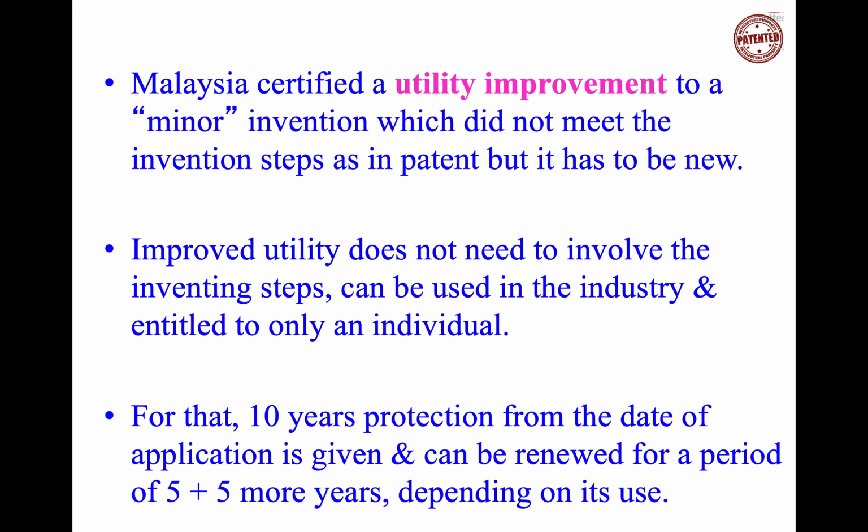In Malaysia, a utility improvement certifies a minor invention which did not meet the inventive steps required for a patent, but it has to be new. Sometimes you are not granted the patent, but you could also try to apply for a utility improvement. An improved utility does not need to involve inventive steps, and of course, it can be used in industry and is entitled only to an individual. So if you are working in a group, you couldn't apply for a utility improvement. For a utility improvement, 10 years of protection from the date of application is given and can be renewed for 5 plus 5 more years depending on its use. That means up to 20 years, depending on how long you want it protected.